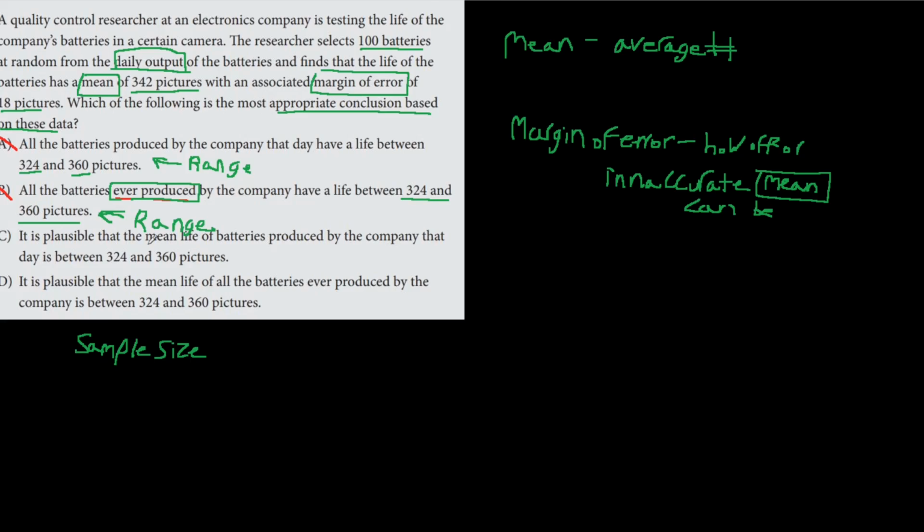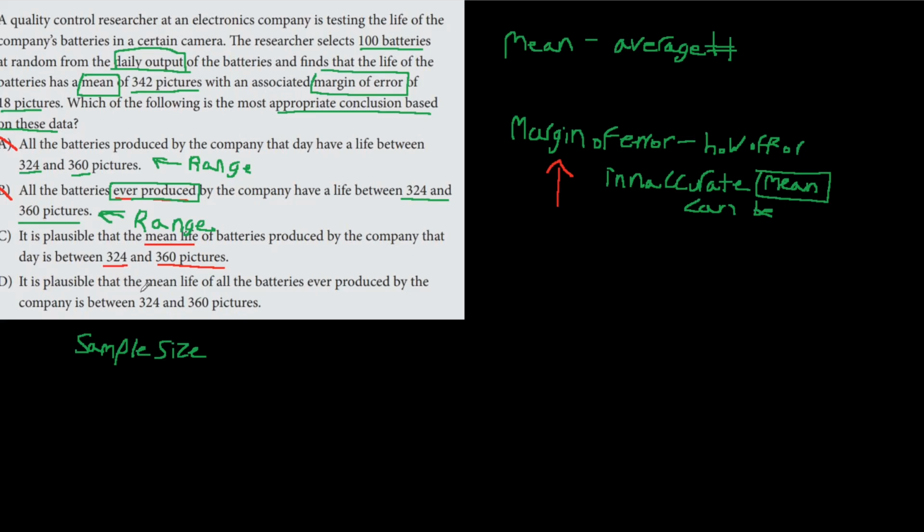It is plausible that the mean life, right? So once again, we're going back into something that we actually know, of batteries produced by the company that day is between 324 and 360 pictures, right? So this is sounding more correct, because the margin of error, once again, says that the real mean is going to be 18 above or 18 less, and this satisfies that. So now let's look at D.